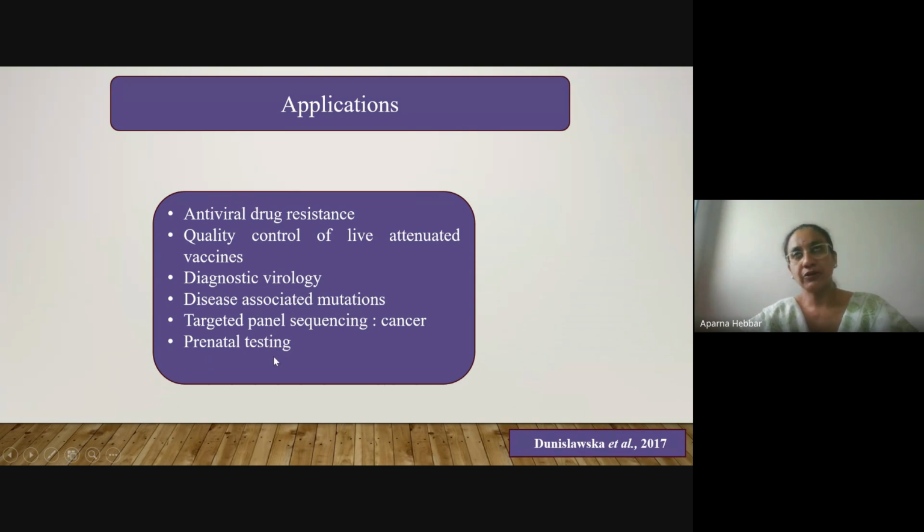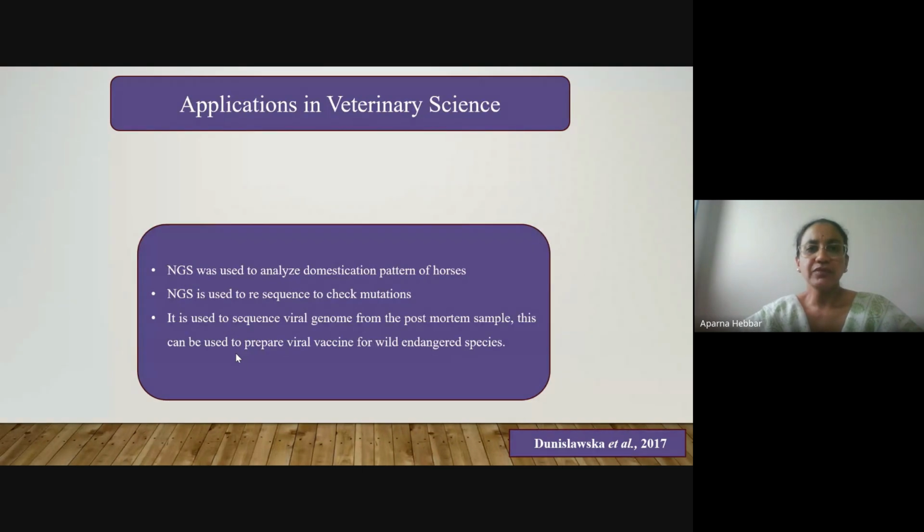Then prenatal testing, to check the baby's health in advance before delivery, can be done. Even in veterinary science it can be done. And by sequencing, if there is any mutation, then we can derive a conclusion. Then application in veterinary sciences: NGS was used to analyze the domestication pattern of horses, because when horses moved from the wild to domesticated, with the change in lifestyle, there was of course a modification in gene structure and genomic evolutionary changes took place. And those can be checked. Mutation studies, copy number variation or any SNPs can be checked by sequencing with NGS.